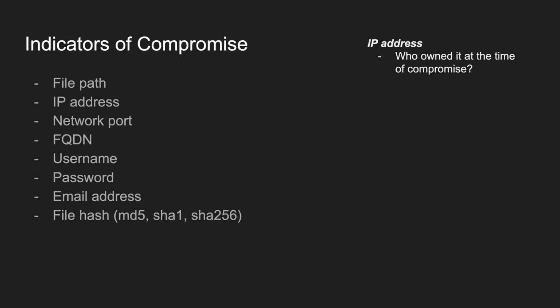So for an IP address, who owned it at the time of compromise? IP addresses are sold in batches, and who owns a specific IP address, based on the dynamic nature of IPs, may change this month to next month. So time is a factor in how you determine who owned an IP.